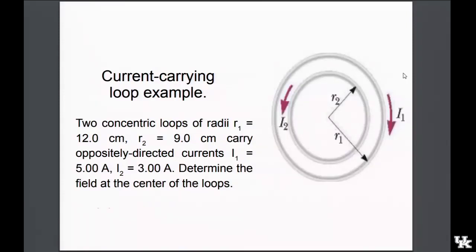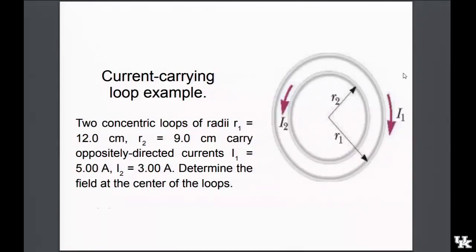In this problem, we've got two current loops. There's a smaller one, that's loop number 2. Radius is 9 centimeters, and the current's going counterclockwise. Then there's a bigger one. Radius is 12 centimeters, and that current's going clockwise. And we've got to find the field at the center of these two concentric loops.